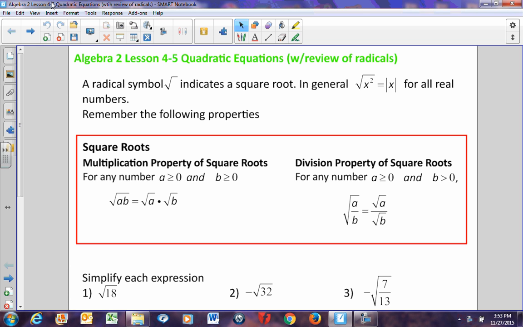The multiplication property of square roots says for any numbers in which a is greater than or equal to 0 and b is greater than or equal to 0, the square root of ab is the same thing as the square root of a times the square root of b. The division property says that the square root of a over b is the same thing as the square root of a divided by the square root of b.